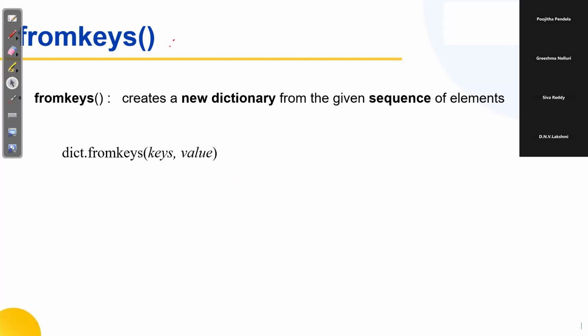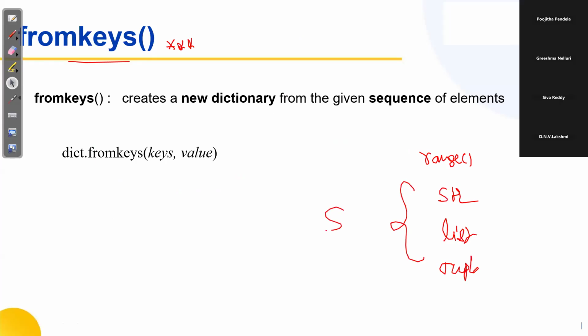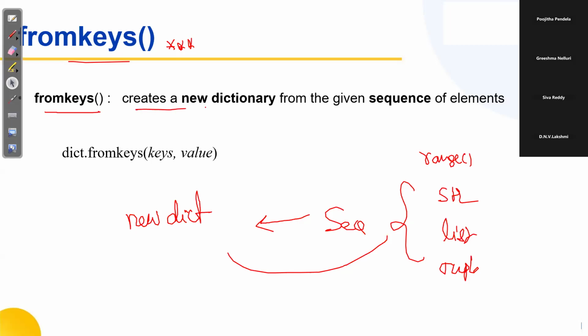Now I want all of you to kindly put a star symbol for this. Fromkeys is a function. See here. Now I have 4 sequences. What are they? Range function, string object, list object, and tuple object. These are called sequences. Now, what will the Fromkeys function do? The Fromkeys function creates a new dictionary from a given sequence of elements. Here, a sequence of elements means range, string, list, and tuple object. Is it okay for all of you?